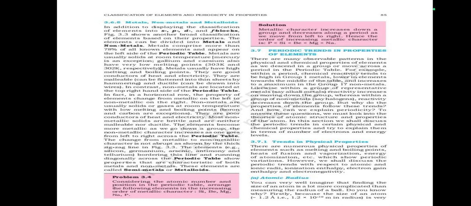They are malleable, can be flattened into thin sheets by hammering, and ductile, can be drawn into wires. In contrast, non-metals are located at the top right hand side of the periodic table. In fact, in a horizontal row, the property of elements changes from metallic on the left to non-metallic on the right. Non-metals are usually solids or gases at room temperature with low melting and boiling points.